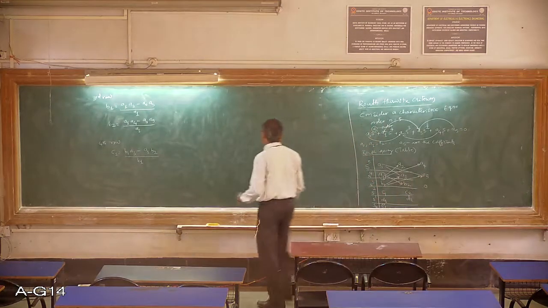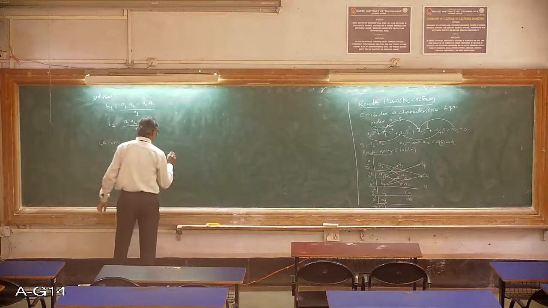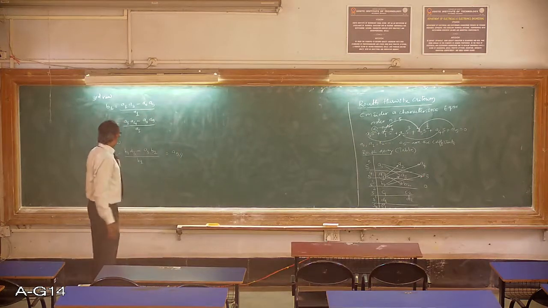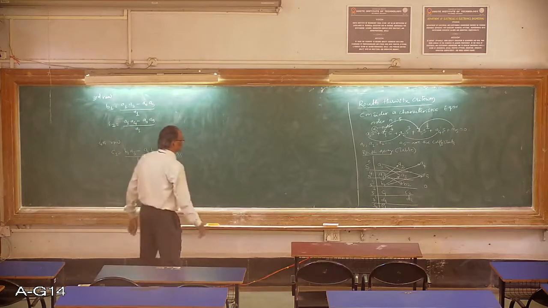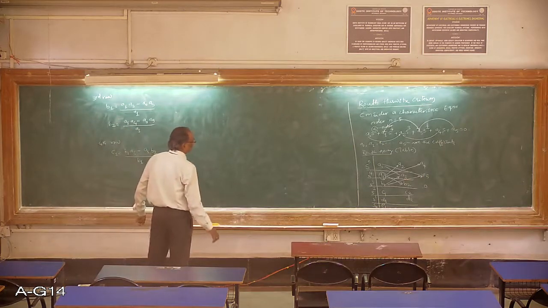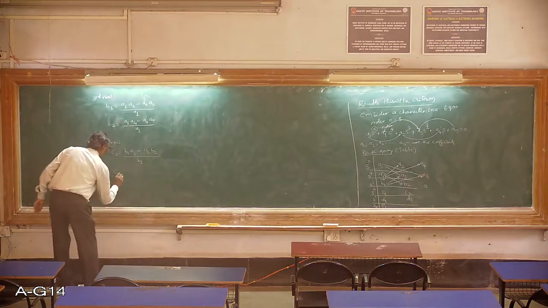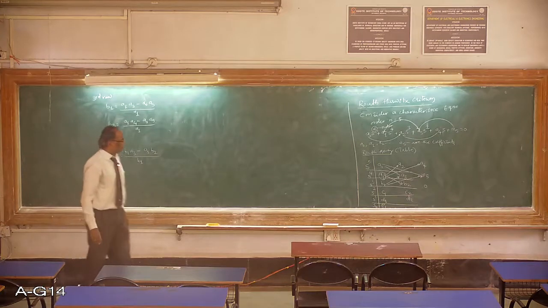So this will be directly equal to, and I will write it for your simplicity, B1 A3, B1 A5. So how to get C2?